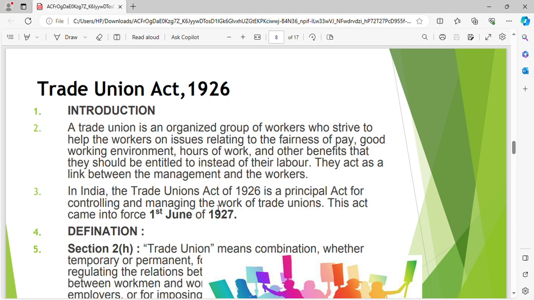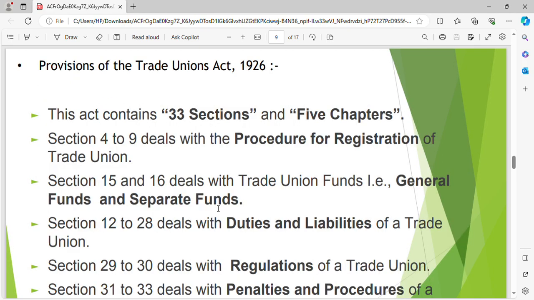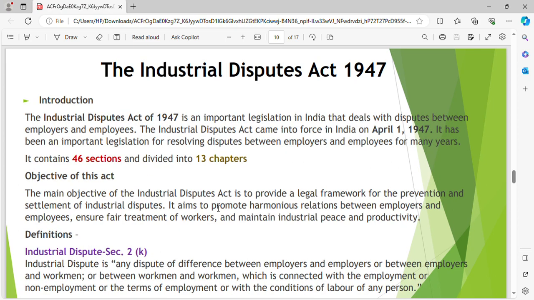Trade Union Act 1926 speaks about a union, a group of workers who strive to help workers on issues relating to the fairness of pay, good working environment, hours of work, and other benefits. In the definition, trade union means a combination, whether temporary or permanent, regulating relations between workmen and workmen, or workmen and employers. The Trade Union Act 1926 has 33 sections and 5 chapters. Sections 4 to 9 deal with the procedure of registration of a trade union, sections 15 to 16 deal with general funds, and the duties, liabilities and regulations should also be taken.